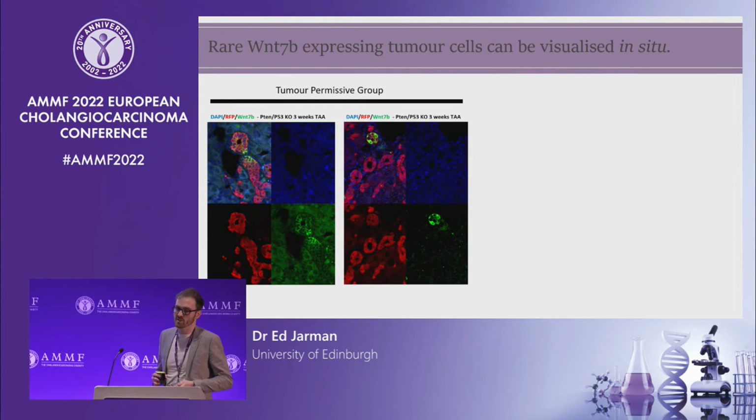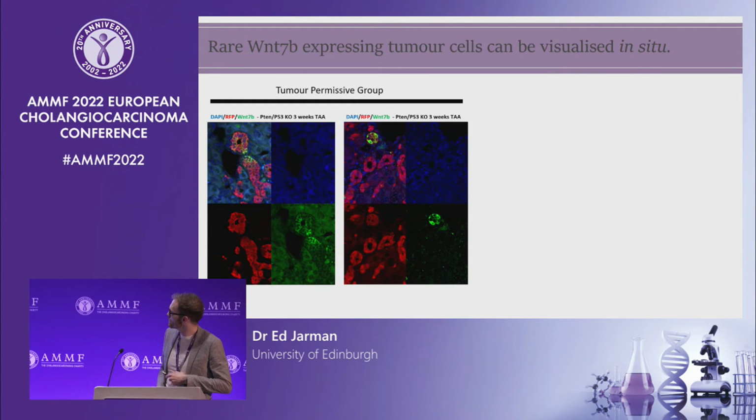So we can go back into the tissue. This is the joy of working with mouse models, is that we have access to as much tissue as we need, and we can look at things in situ. So if we look in our tumor-permissive group, this is co-immunofluorescent staining for the RFP, which is the lineage tracing of cholangiocytes, and Wnt7b, which I've shown is transcriptionally upregulated.